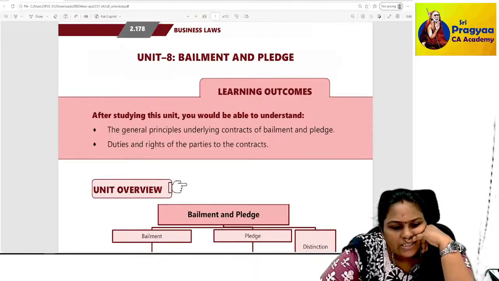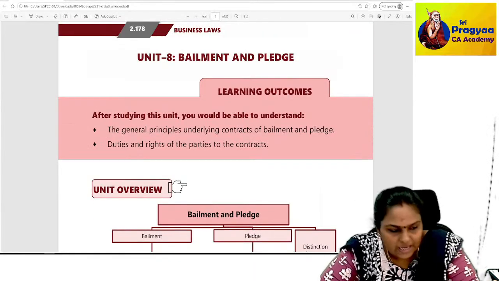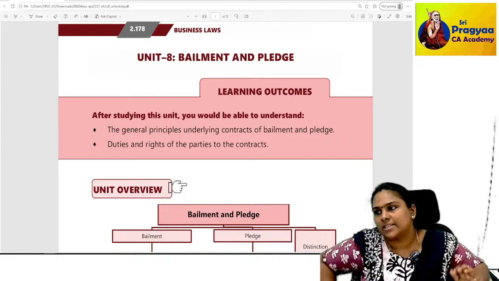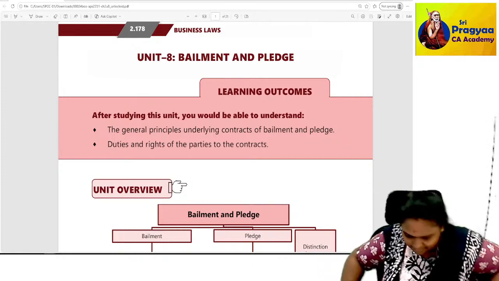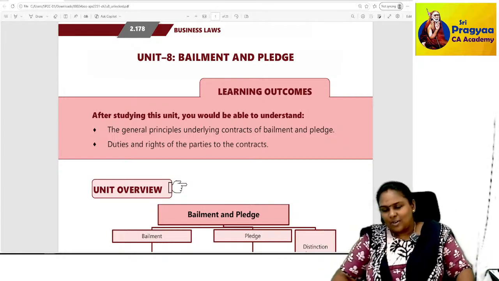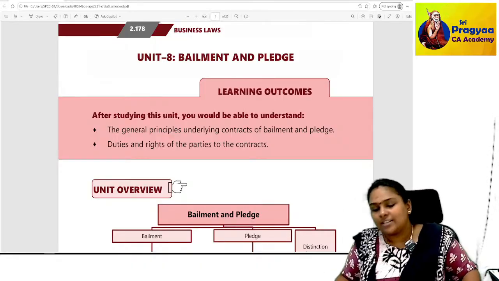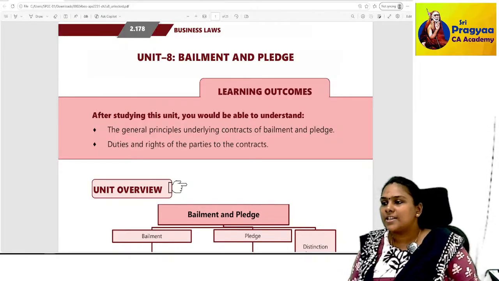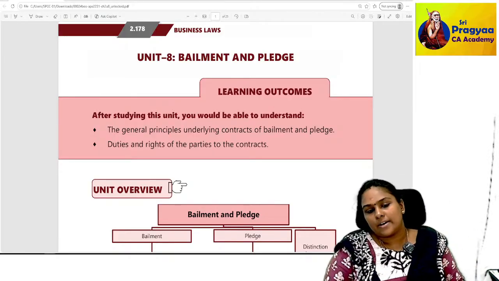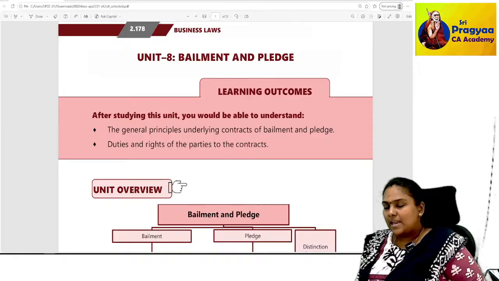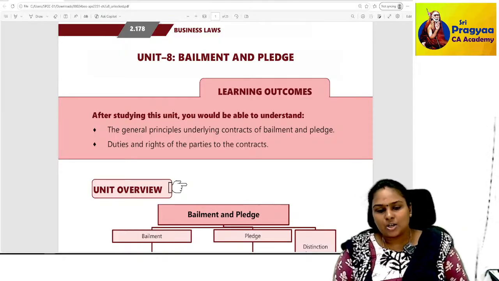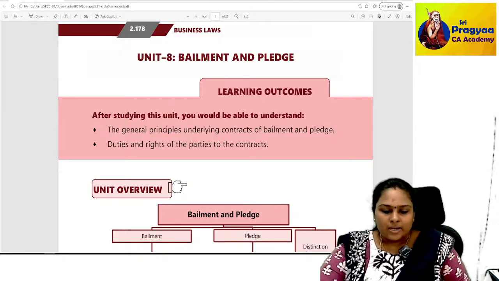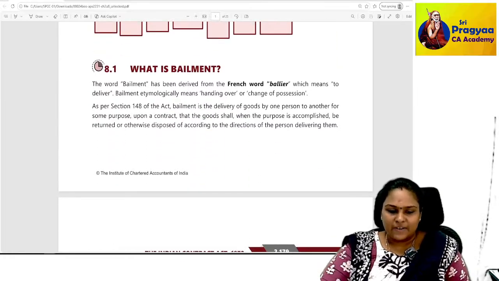Okay, going to this next unit, bailment and pledge. Bailment we have already come across somewhere. Contracts without consideration. Okay, even if a contract of bailment is there without consideration, still that bailment contract will be valid. Bailment and pledge part of special contracts. Okay, now let us go see what is a bailment first of all.